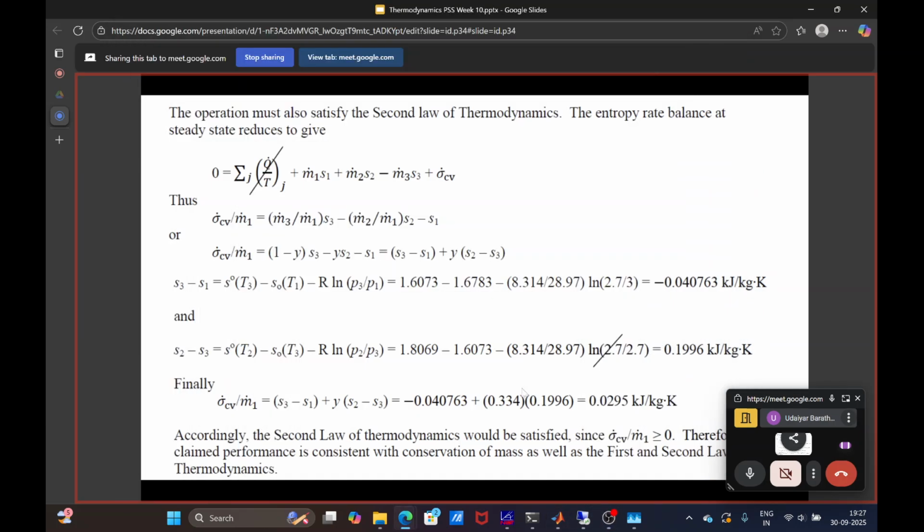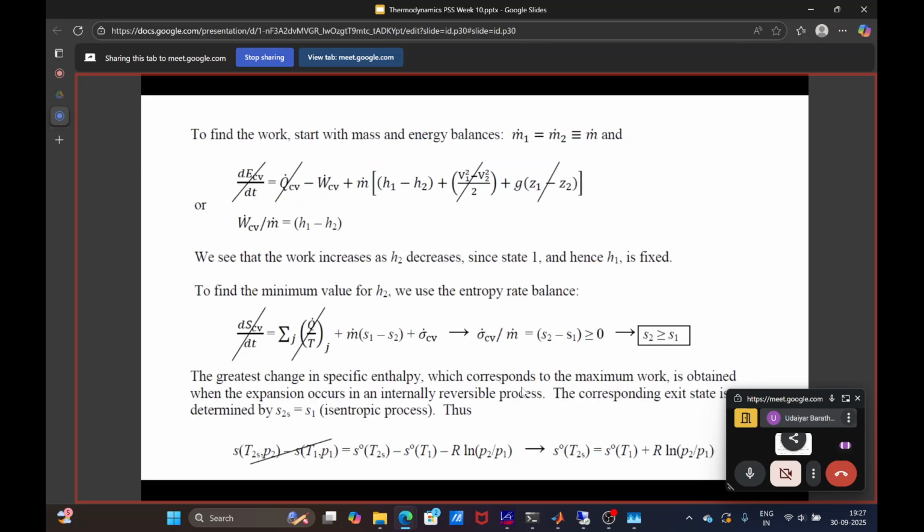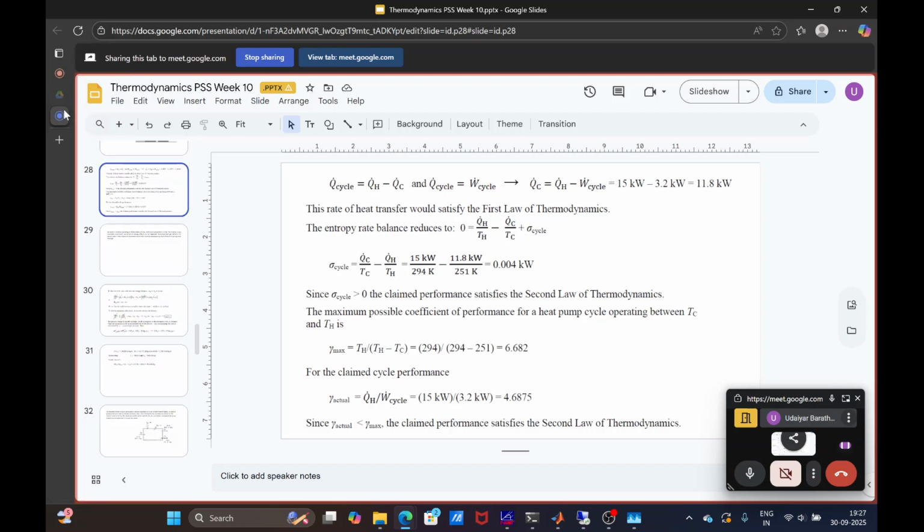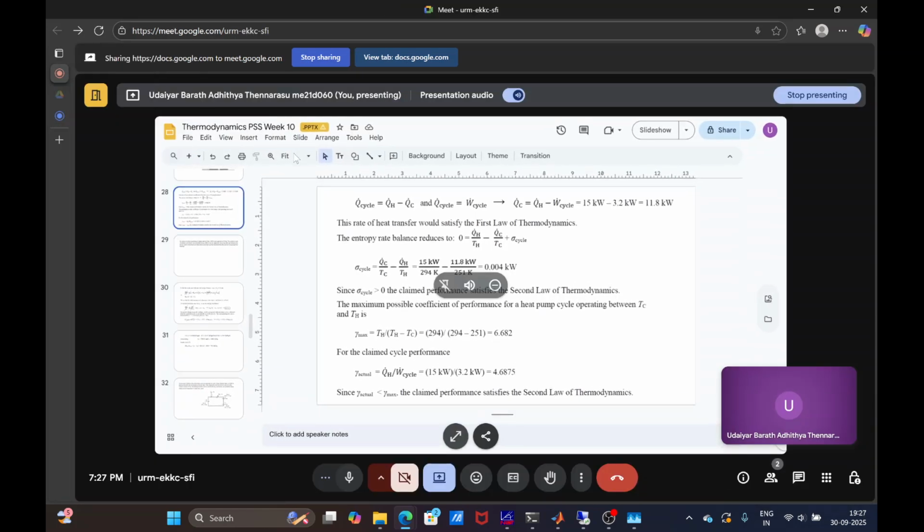So with that we'll end the session for today. I have finished what I prepared for today. Next week we'll look at some more problems regarding entropy, applying entropy to processes, and see how to solve those. After solving that, we can then proceed to see some cycles.